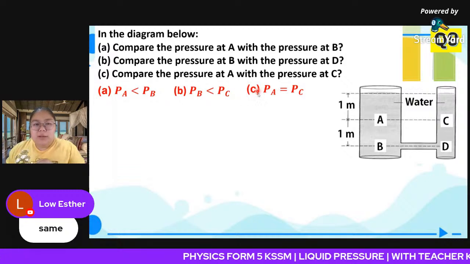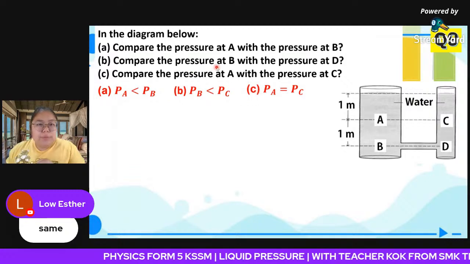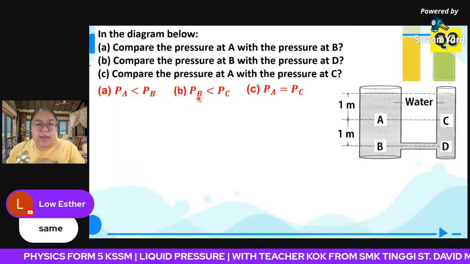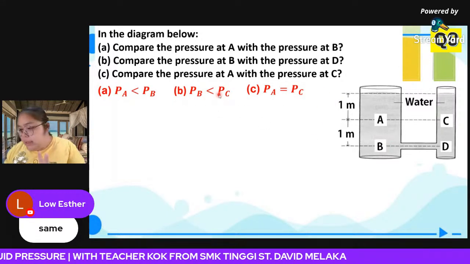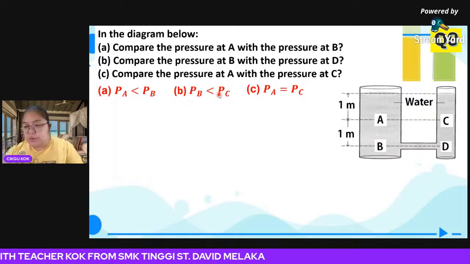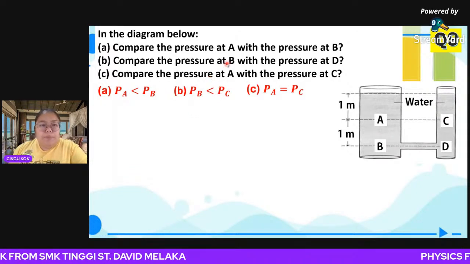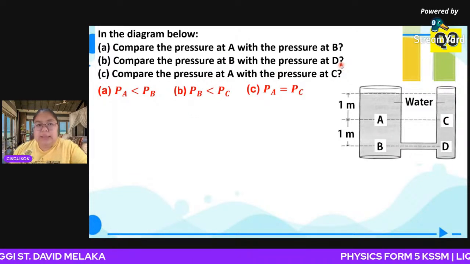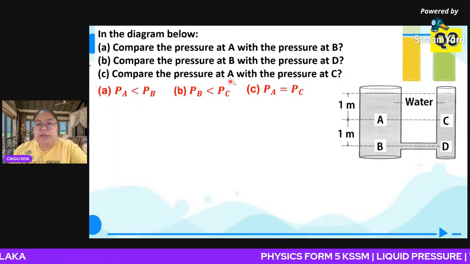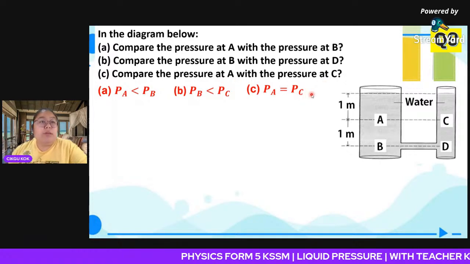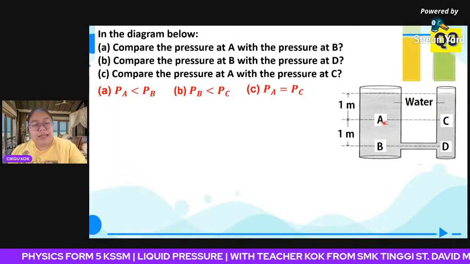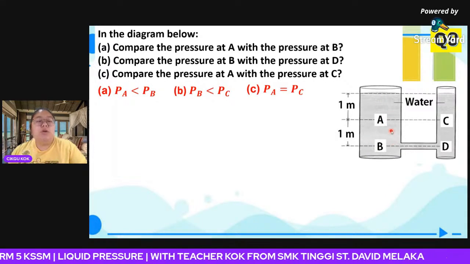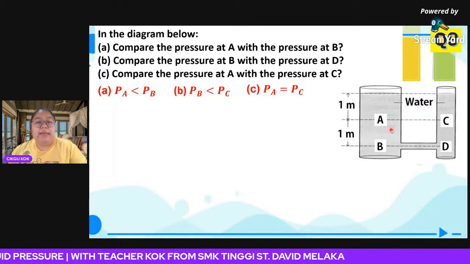Okay, sorry. The pressure B and D, is it? B and D should be equal. So I have to do some correction, you see the typing also wrong already. Okay, B equal to D. Compare the pressure A and C. A also equal to C. Okay, understand? It is important to know the level, deeper means higher pressure.